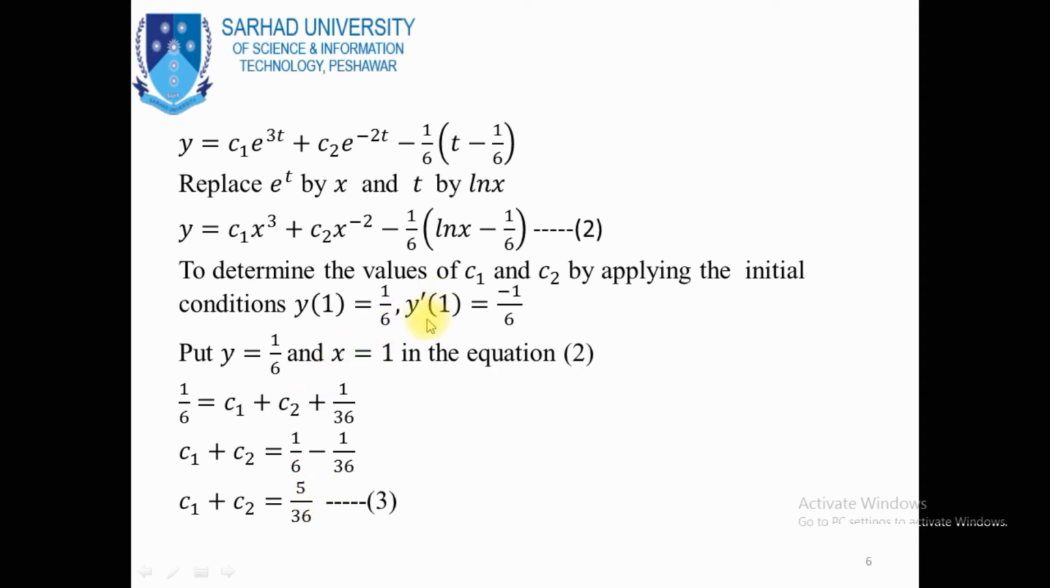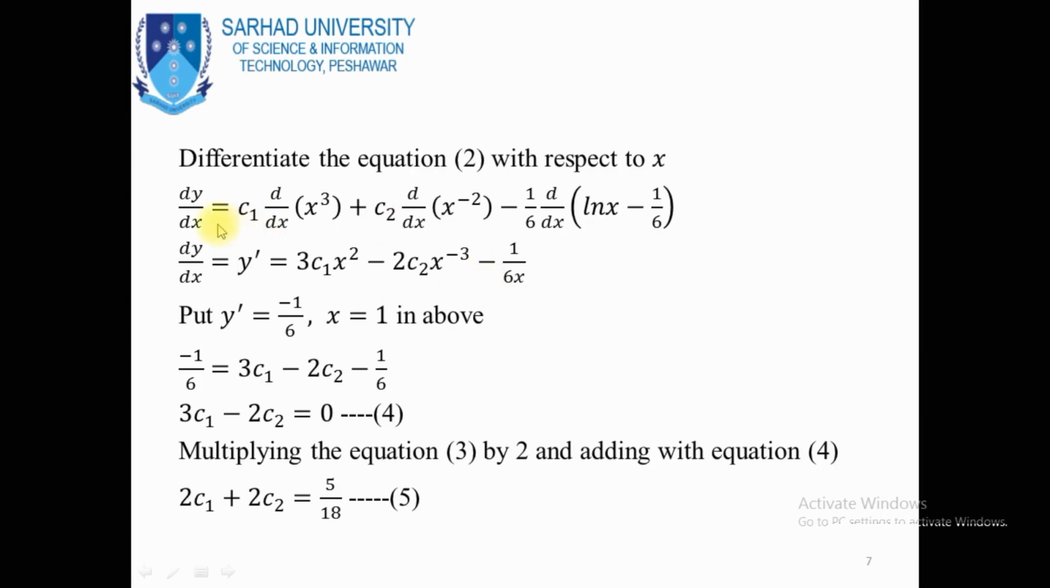Now another condition which is given is on the derivative of y. So taking the derivative of equation number 2 with respect to x, we obtain dy by dx, which is y dash, is equal to 3c1 x square minus 2c2 x power minus 3 minus 1 over 6x. The derivative of x cube is 3x square. The derivative of x power minus 2 is minus 2x power minus 3. The derivative of log x is 1 over x, and the derivative of 1 over 6 is 0.